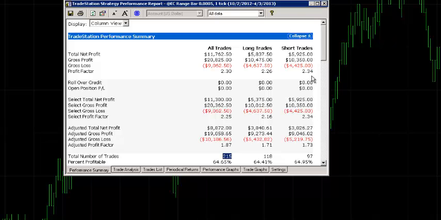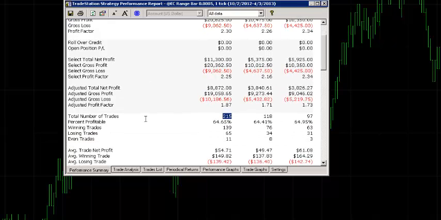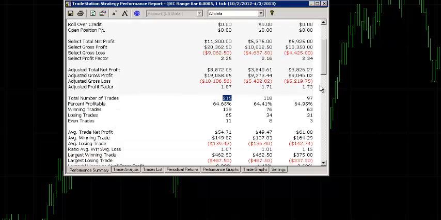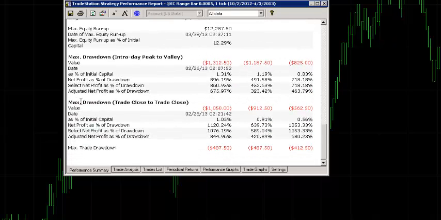If we have a look at the stats on this system, we've got an overall profit over 6 months of almost $12,000. Our number of trades is 215. Our win rate is 64%. Average trade net profit is $54. If we scale down to our max drawdown, which is one of the things we look at as far as max drawdown to net profit, it's $1,000. So all up, this system looks fairly solid.